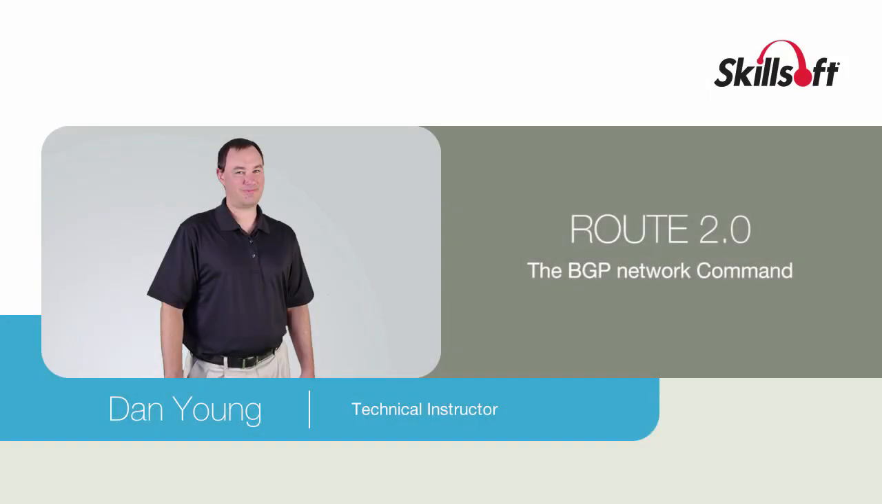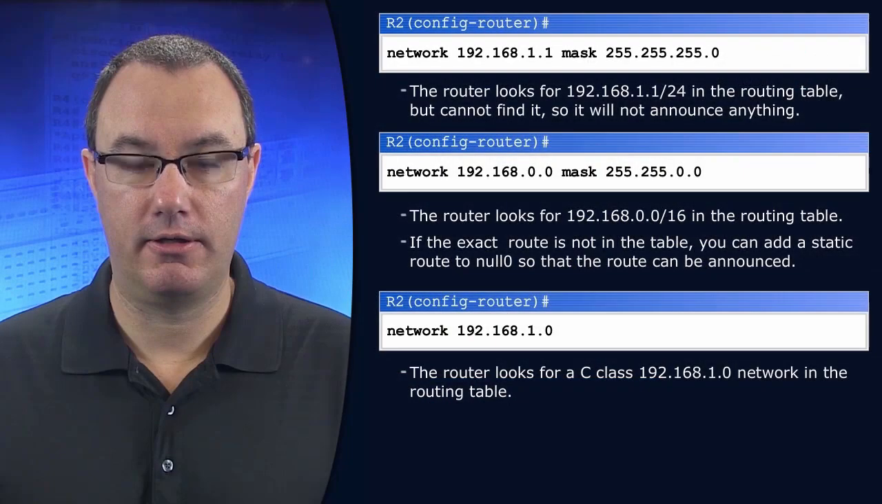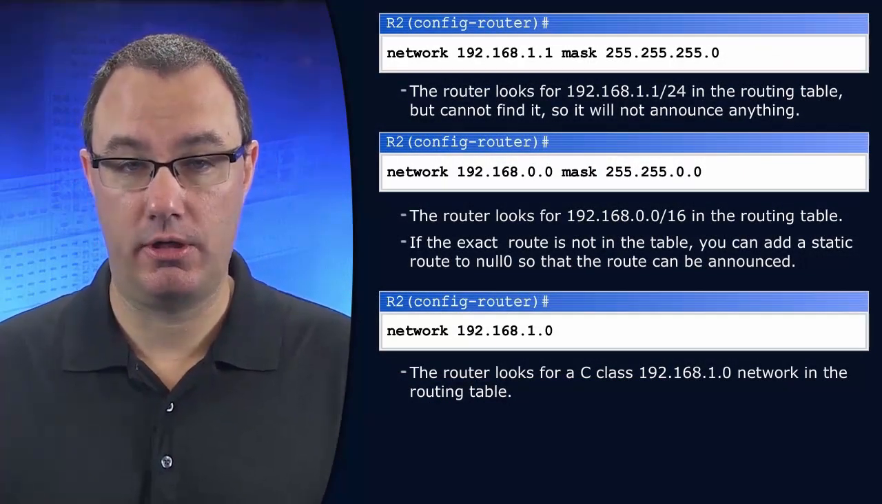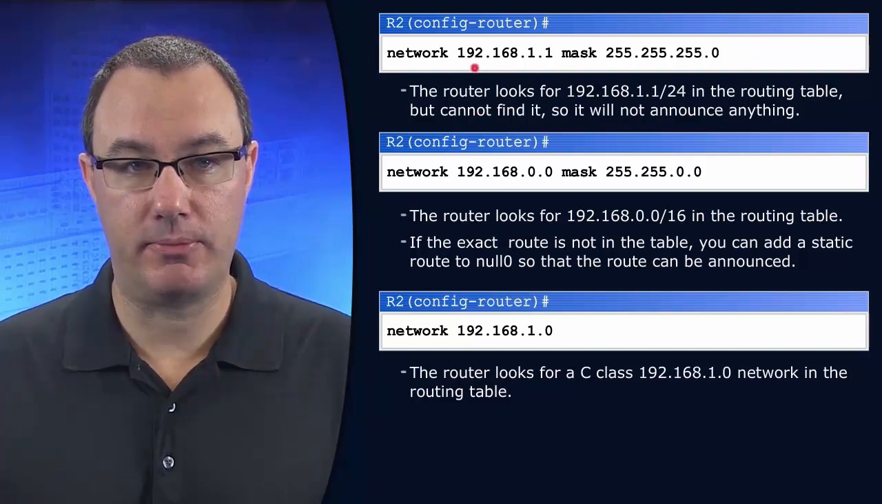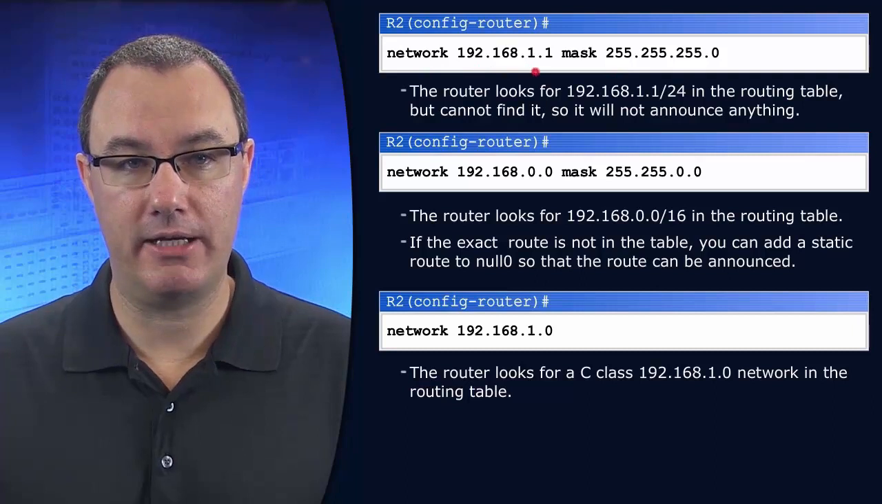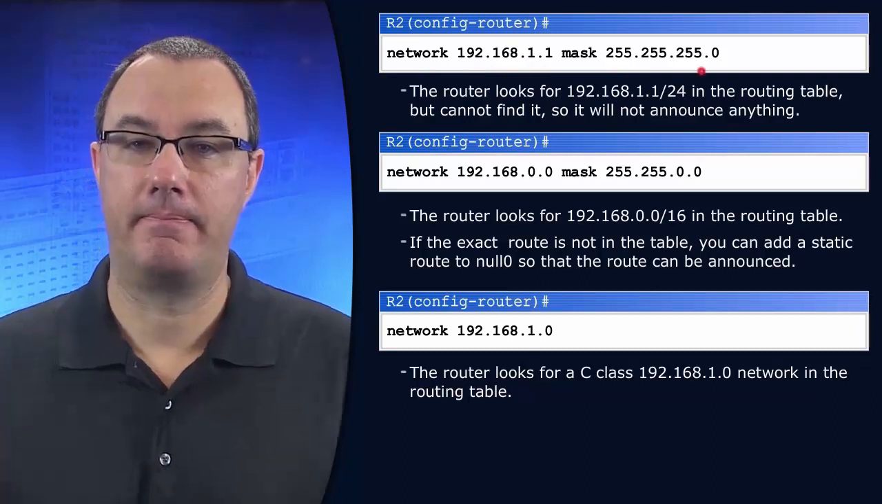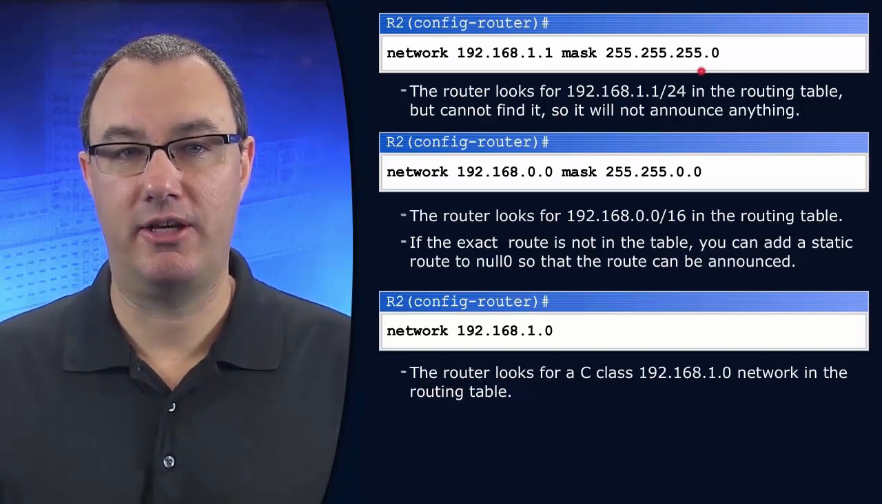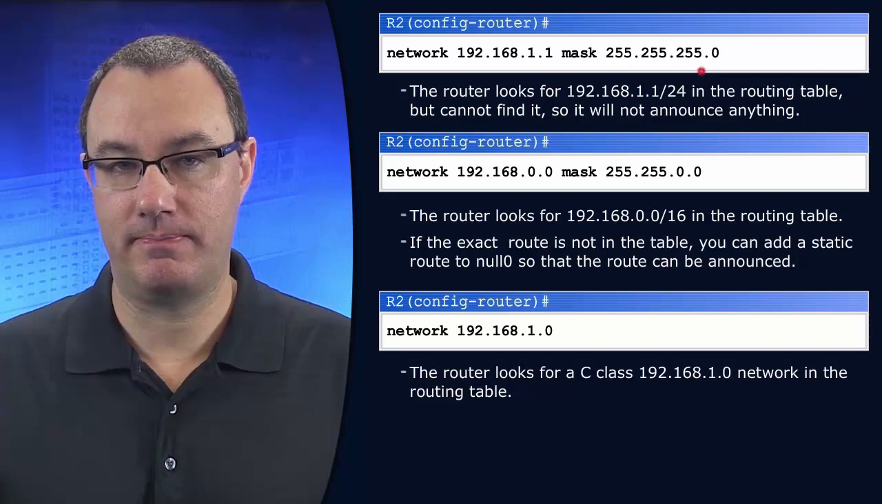Let's explore the common pitfalls of the BGP network statement. The network statement is what advertises into the BGP process. And we might do something like this: network, and give it an IP address, and then a mask. The fundamental rule of the BGP network statement says it has to have an exact match.